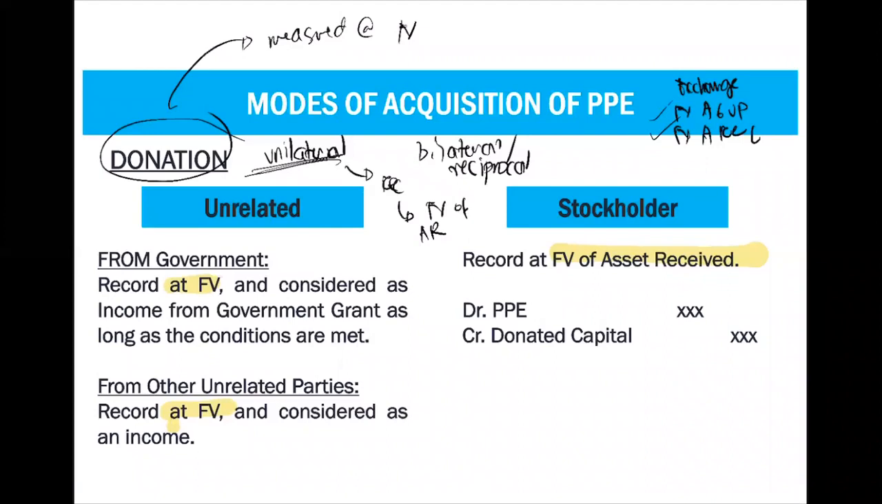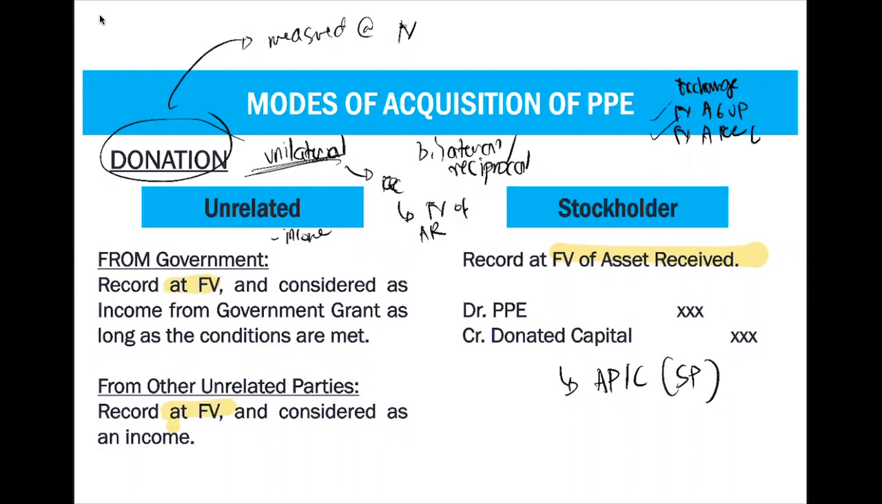Mag-iiba na lang dun sa recording natin. For stockholder, you will credit it to donated capital. Donated capital is part of your additional paid-in capital or your share premium. Okay? If the donation came from stockholder, what is your entry? Debit PPE, credit donated capital at its fair value. Donated capital is part of your additional paid-in capital. But if that is under government or unrelated parties, it is considered an income.